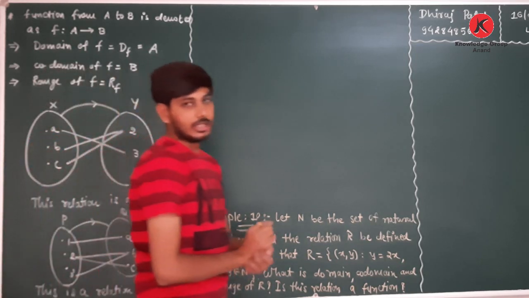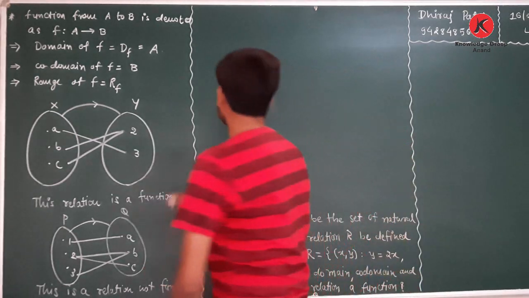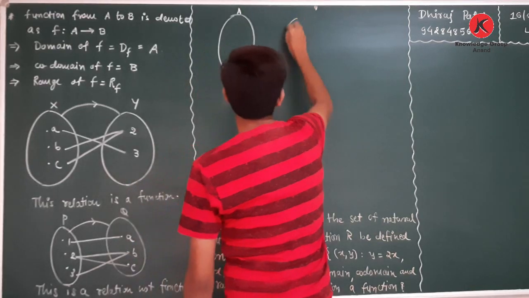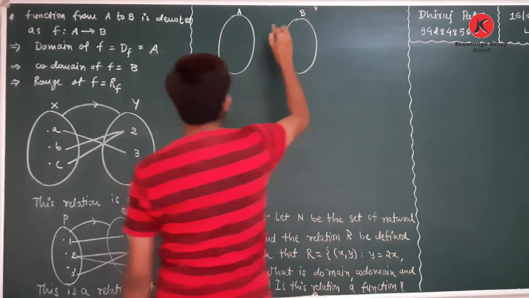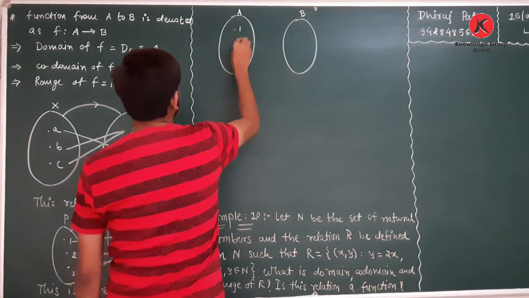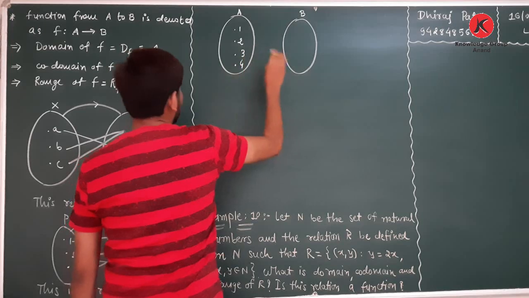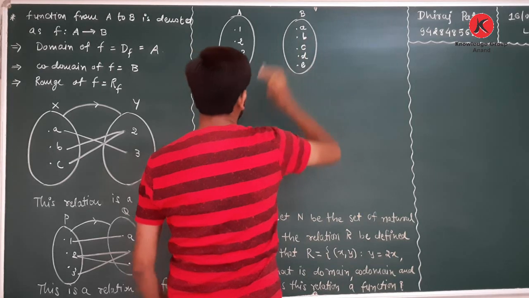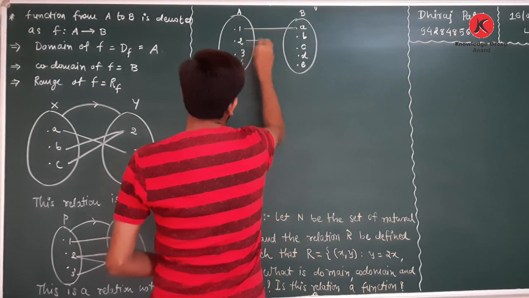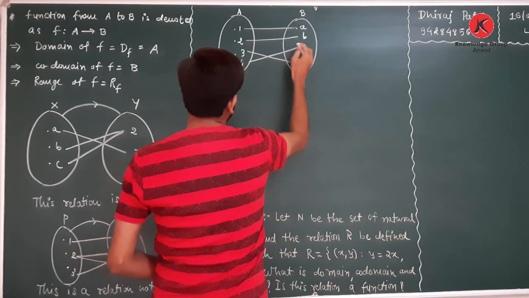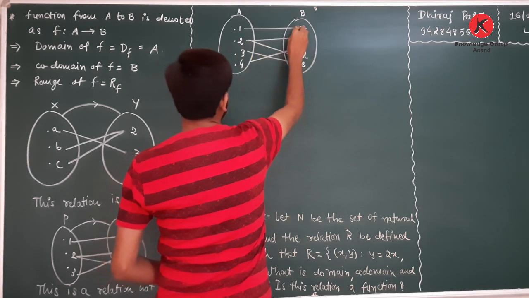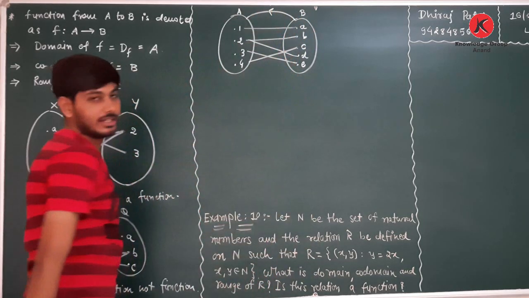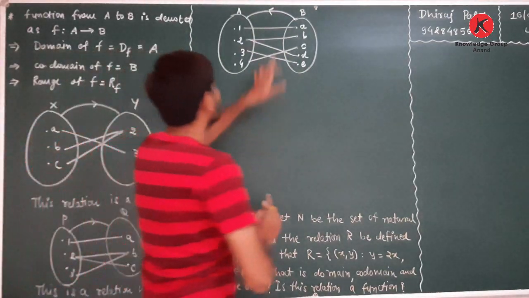Now I am taking some more examples to clear this topic. Suppose I am taking the relation from B to A. Inside A, 1, 2, 3, and 4 are there. Here set B has A, B, C, D, and E. The connection is like this. See here, this is the relation from B to A, not A to B.